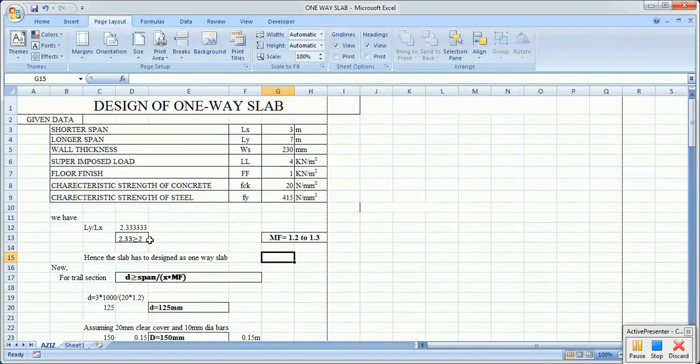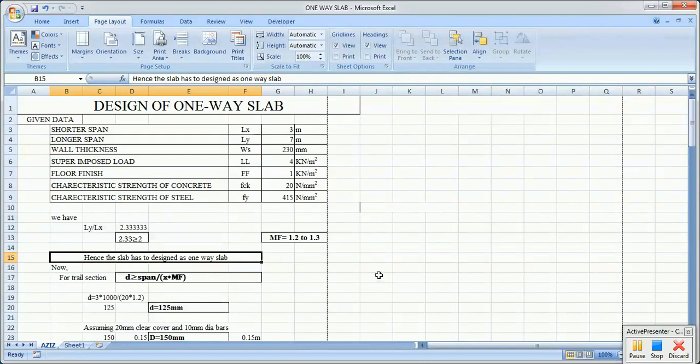As I told you, the difference between a one-way slab and a two-way slab we can differentiate based on the ratio. If Ly by Lx is less than 2, then you have to design as a two-way slab. If Ly by Lx is more than or equal to 2, you have to design as a one-way slab. Understood? Hence the slab is designed as a one-way slab.